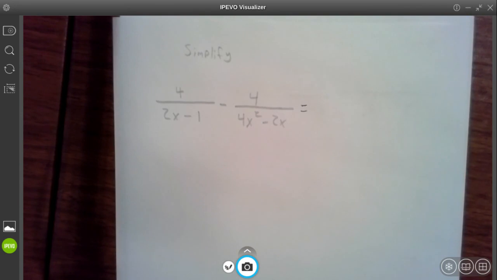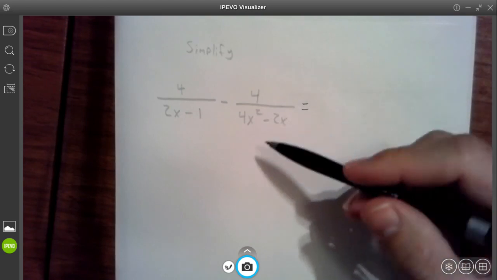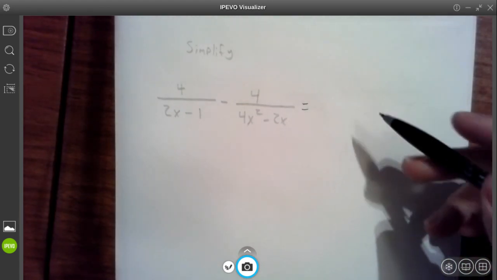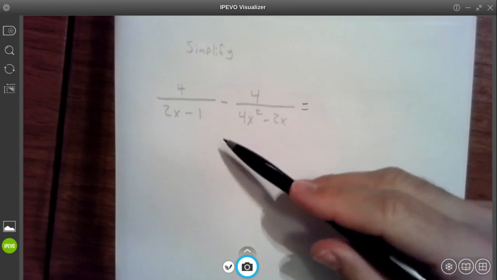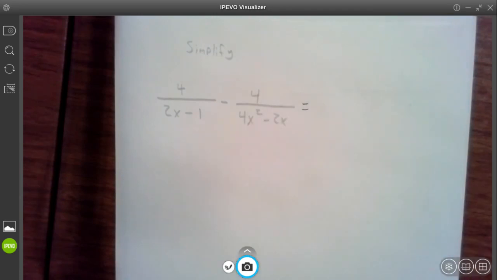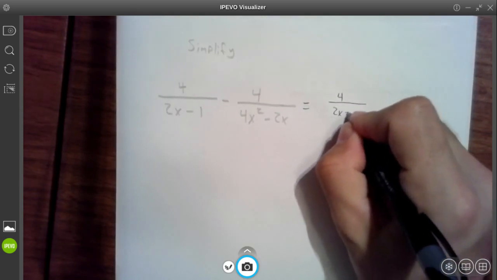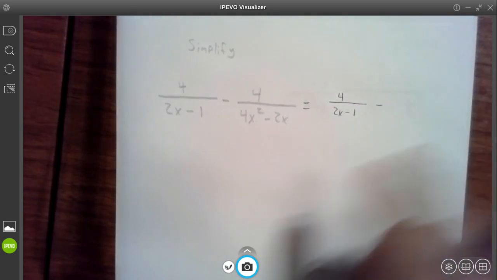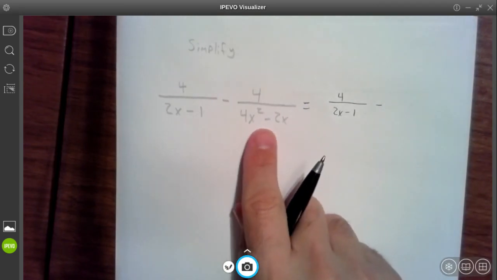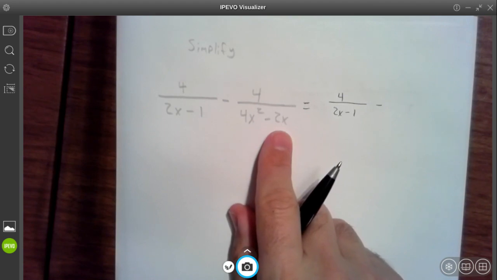So before I get started multiplying the top and bottom by something on each of these, I need to write both the denominators in factored form. If the denominators will factor, you need to do that first. 2x minus 1 will not factor, so I can leave that as a 4 over 2x minus 1, minus this one. All right, it's a quadratic.